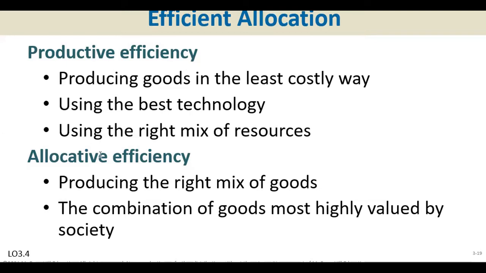And allocative efficiency relates, again, to the idea of scarce resources. Use those scarce resources to produce the right mix of goods that the market or society values the most, right? So you have to keep those two together, productive efficiency and allocative efficiency.